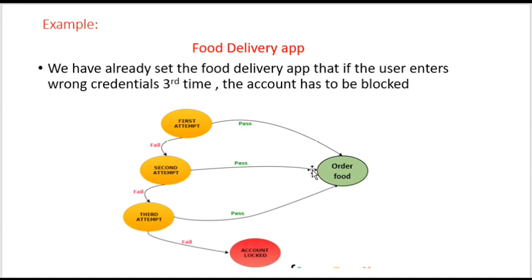If in the second attempt the user gives the right credentials, then the user can order food. Similarly, for the third attempt, if the user gives the right credentials, then the user can order food. So we have a lot of transitions in this technique. We have to test different stages of the system. This type of technique is called the state transition technique.